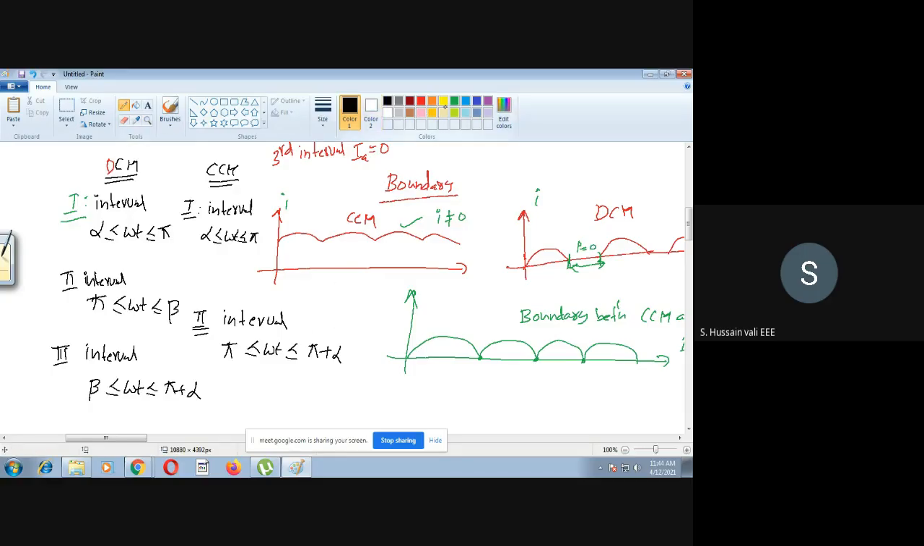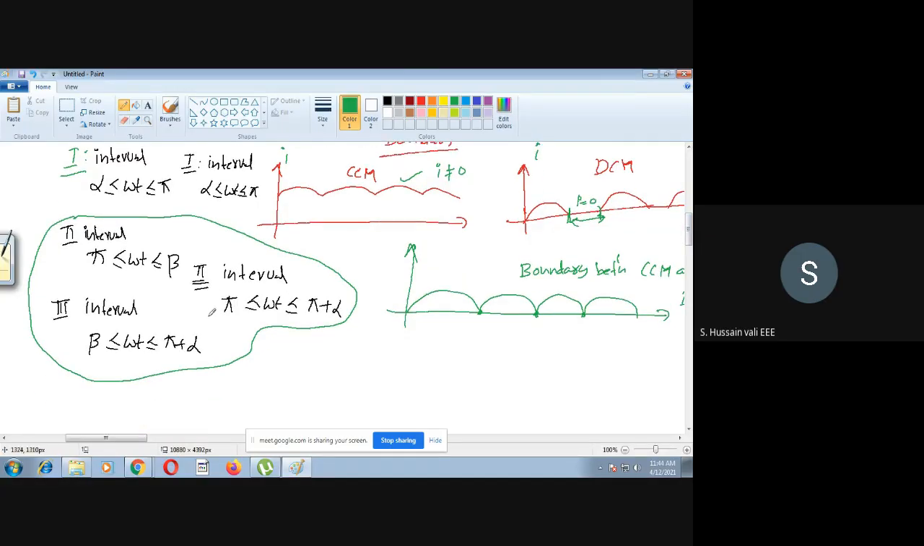Now what is the boundary, and how do we find it? The continuous conduction mode and discontinuous conduction mode will both intersect at one point. When does the continuous conduction mode become discontinuous conduction mode? In the discontinuous conduction mode, when beta is equal to pi plus alpha, exactly at this point, continuous conduction mode is equal to discontinuous conduction mode. So I can say this is the boundary.